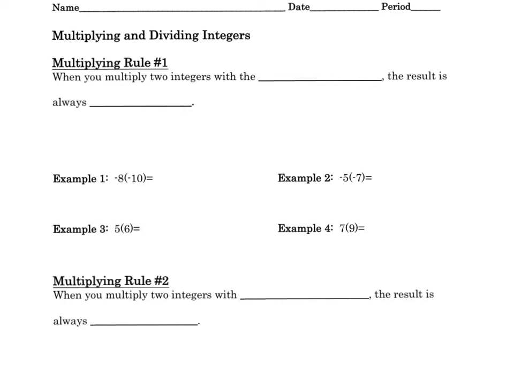So our first rule for multiplying integers is: when you multiply two integers with the same signs, the result is always positive. Well, what does that mean? It means a positive times a positive equals a positive.